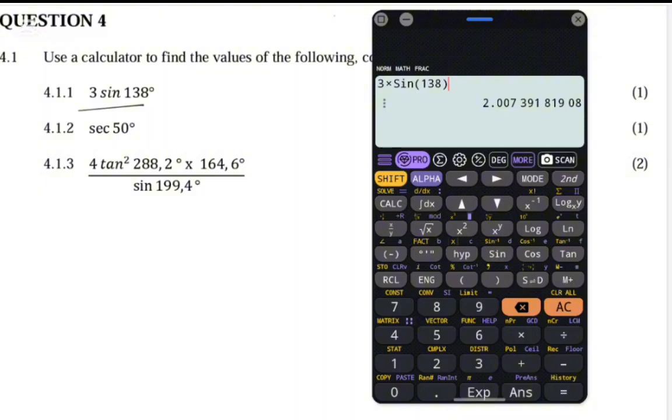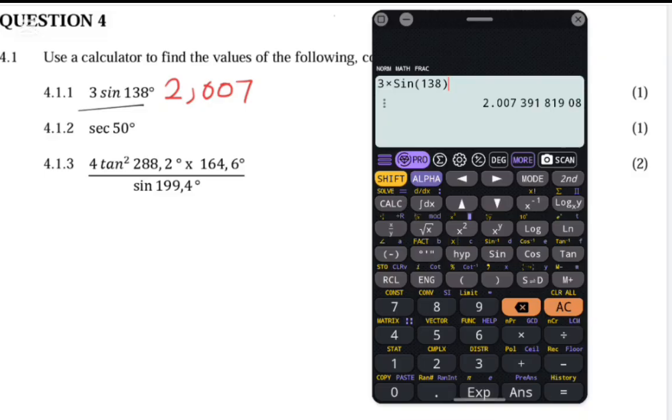The answer is 2,007. They say I must leave it in 3 decimal places. And let me just use this pen. It's going to be 2,007. So this is how we're going to do this for 1 mark.